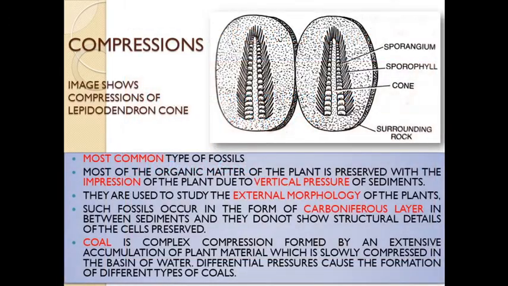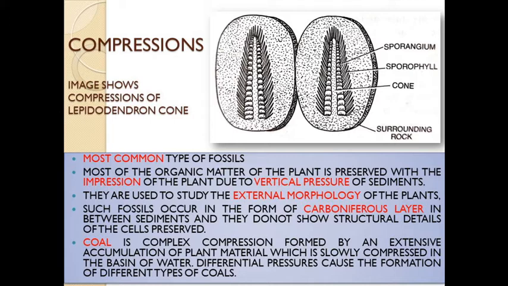So number one is compressions. These are perhaps the most common type of fossils, and in this case most of the organic matter of the plant is preserved with the impression of the plant because of the vertical pressure of the sediments over that plant material. So the buried plant or plant parts are highly compressed due to the weight of sediments lying over them. Such fossils occur in the form of carboniferous layer in between the sediments, and they do not show the structural details of the cell, so they are very good for studying the external morphology of the plants.